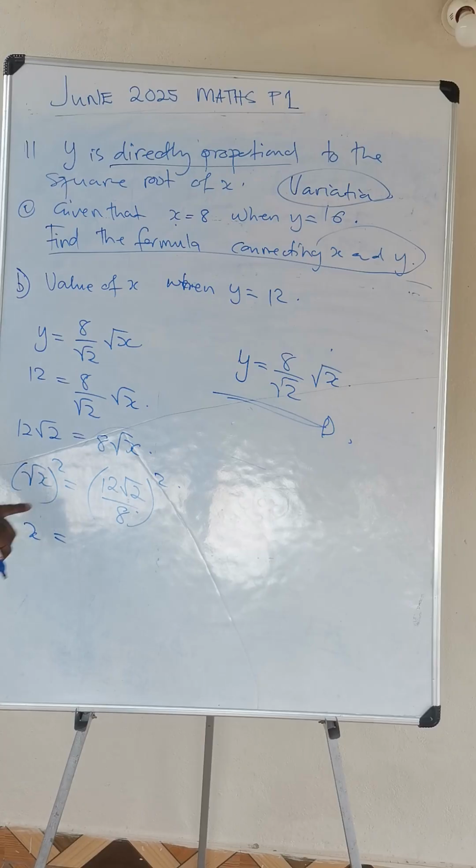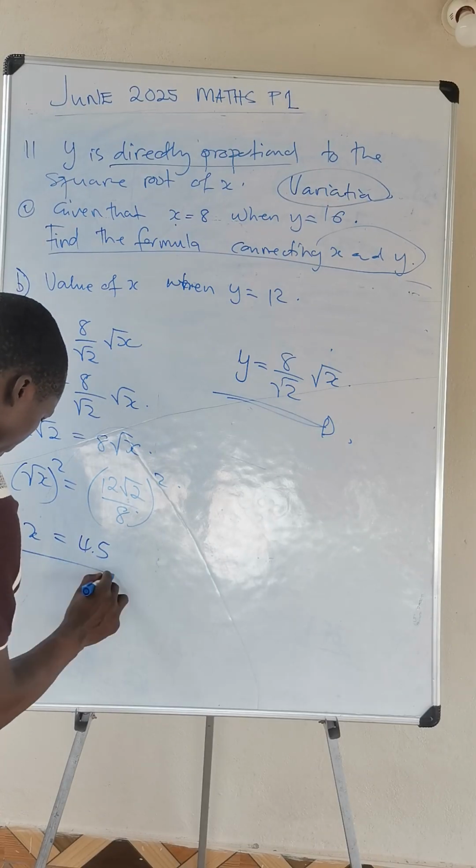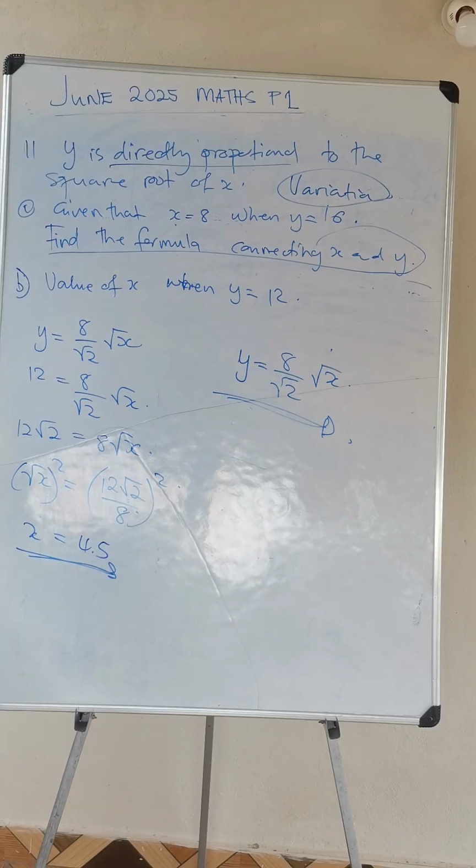We square both sides. If we square here, our answer becomes 12 root 2 over 8 squared. Our answer becomes 4.5. So this is the value of x. Okay. So let's move to number 12. Let's move to number 12.